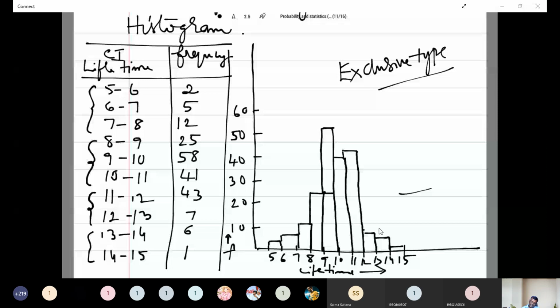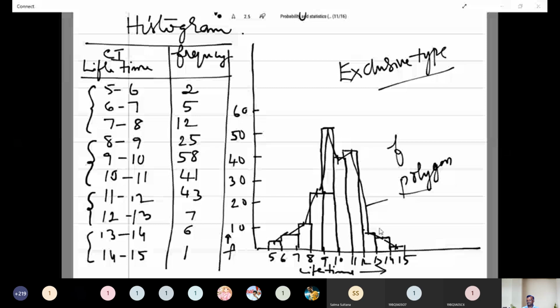Joining the midpoints of the histogram like this, this is known as a polygon, the frequency polygon.